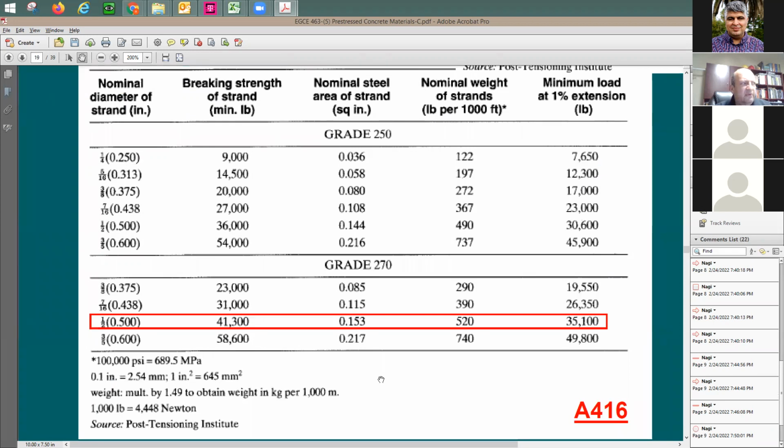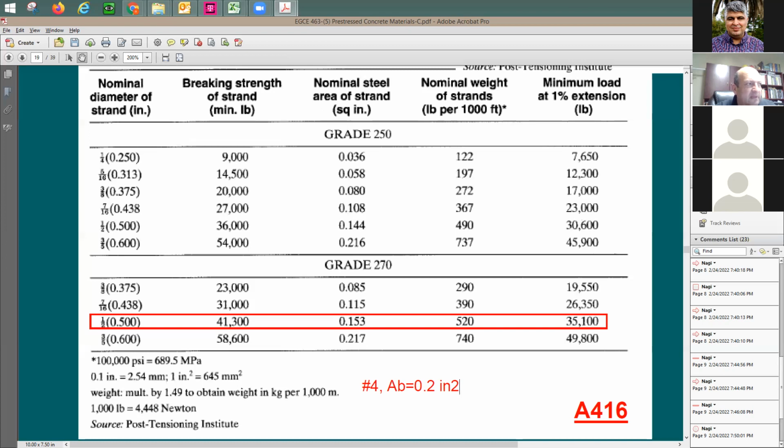Look at the cross-sectional area of it, 0.153. But it's going to be 1/2 inch. When you look at 1/2 inch conventional rebar, you guys remember the cross-section area for number 4, like 1/2 inch? Number 4, how much is Ab? Anyone remembers? Ab for number 4? 0.2. 0.2 square inches. Look here, 1/2 inch, which is the same as number 4, but it's going to be 0.153.